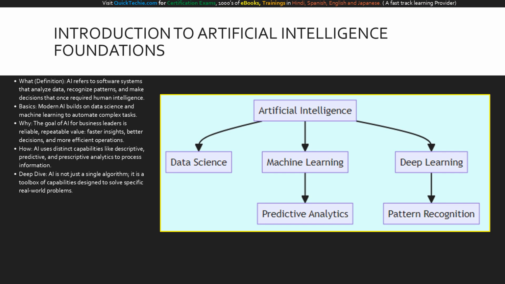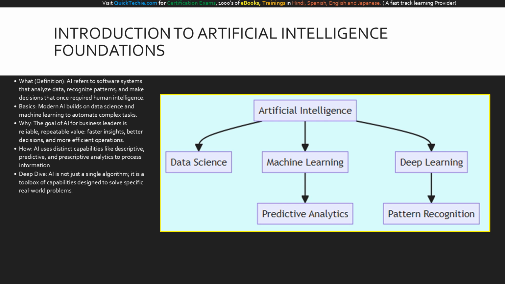Before we contrast generative AI with other types of artificial intelligence, we must establish a baseline. What exactly is AI? At its core, AI refers to software systems capable of analyzing data, recognizing patterns, and making decisions or predictions that previously required human intelligence. As business leaders, you do not need to focus on the underlying math. Your focus should be on the outcomes.